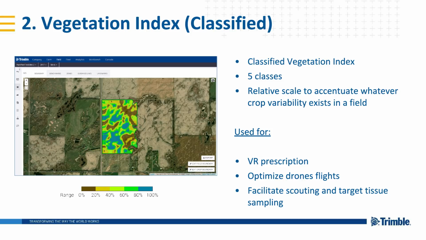The other great thing here is that these images also flow into Advisor Prime, which is a new Trimble Ag software offering that's specifically for crop advisors and agronomists who are managing data for several different farmer clients. The classified index can also be used to optimize drone flights, to deploy a flight in the right part of the field instead of flying over the entire field, so you can save some money there.